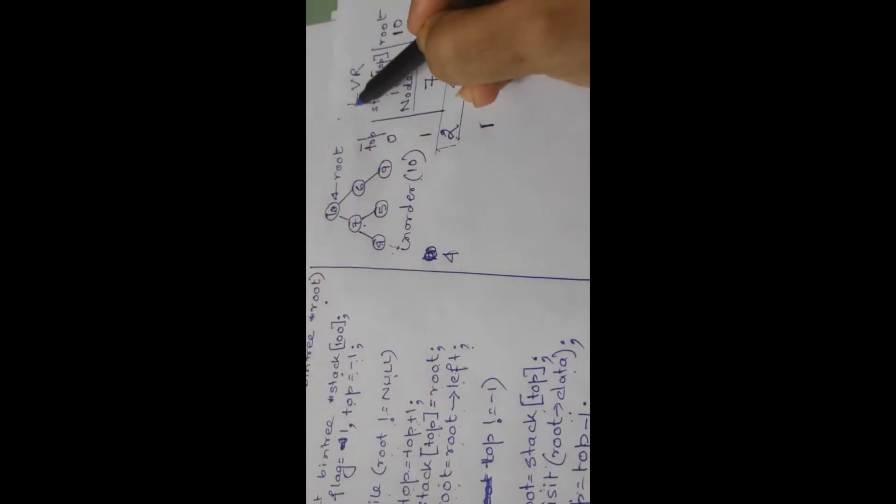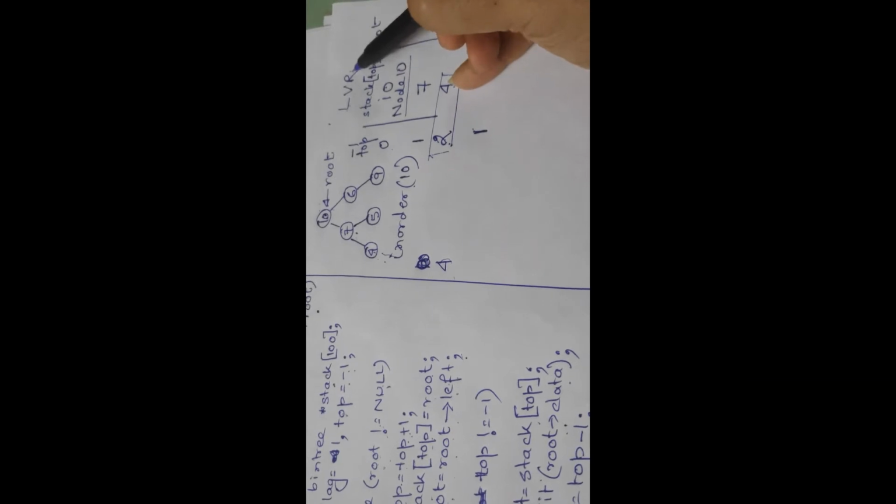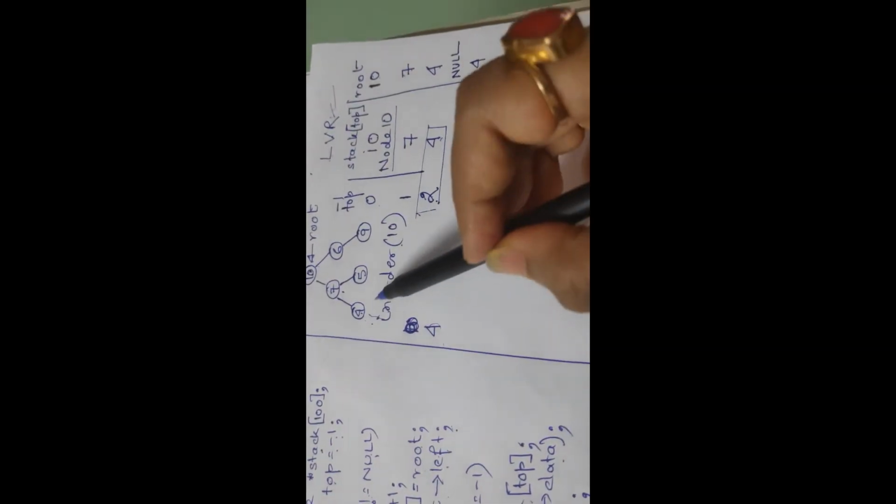Left side of 4 has already been traversed. Now we have visited the root, that means we have displayed the value of 4, and now we have to move to the right because LV is done. Now we have to move to the right. So root is equals to root right. So we have to go to the right hand side of 4.